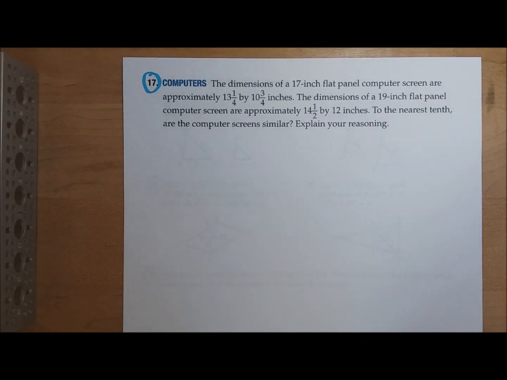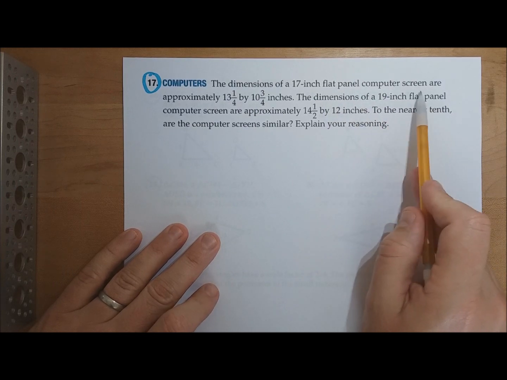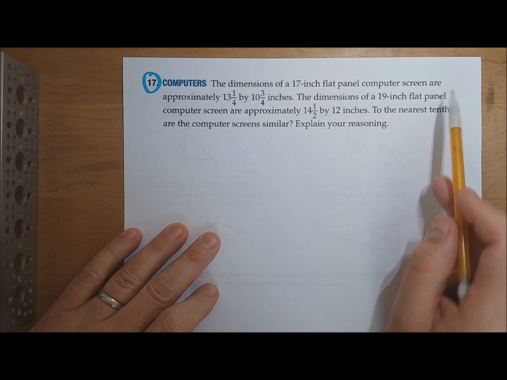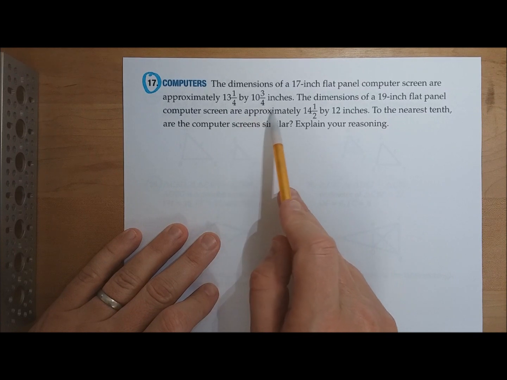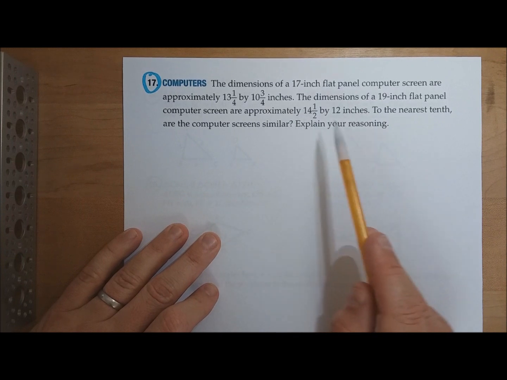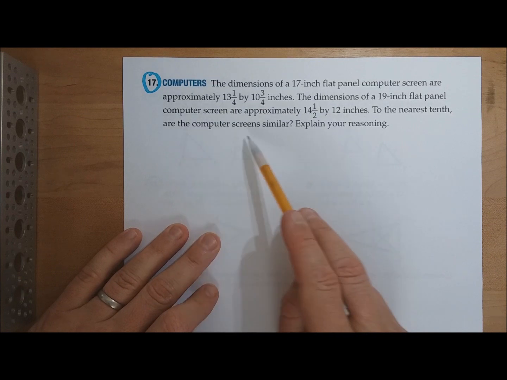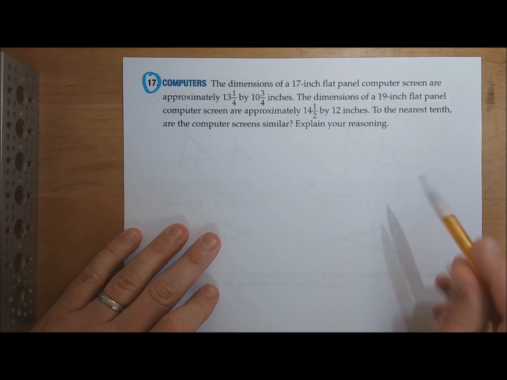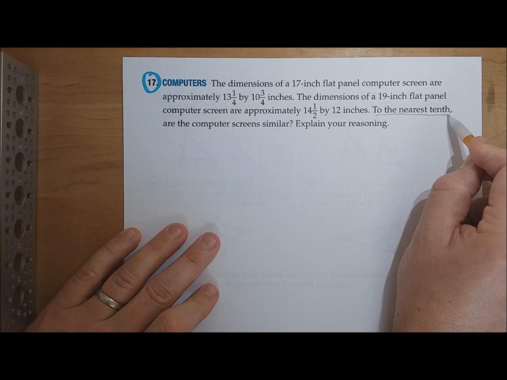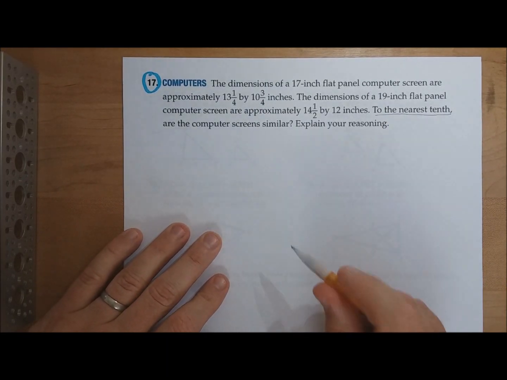Okay, the next one we want to look at was number 17 here. The dimensions of a 17-inch flat panel computer screen are approximately 13.25 by 10.75 inches. The dimensions of a 19-inch flat panel computer screen are approximately 14.5 by 12 inches. To the nearest tenth, are the computer screens similar? Okay, and this is important, to the nearest tenth, because if you set up a proportion here, you're going to find that the cross products are not exactly equal. But to the nearest tenth, could we say they're similar?